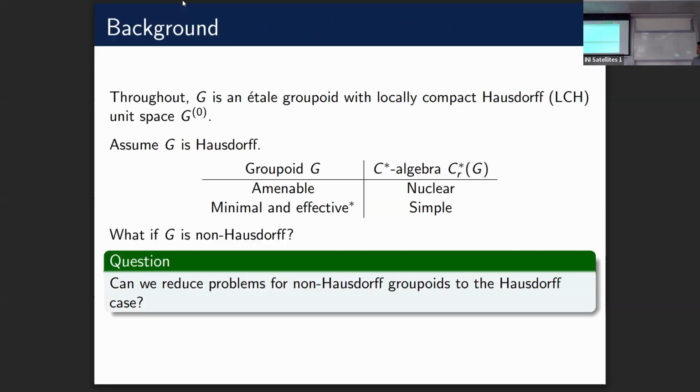Possibly I'll talk about my examples first. If you try to picture non-Hausdorff groupoids, it might seem like a very strange thing to think about. This is maybe the easiest example we can think of. Here I just have the unit interval. At the point 1, I have two separate points.